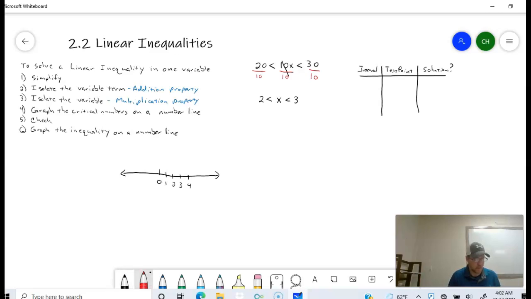So my critical numbers are 2 and 3. Neither one of them are equal to, so they're going to be open circles. My intervals are going to be from negative infinity to 2, and then from 2 to 3, and then from 3 to positive infinity. Okay, so my critical numbers break the number line up into 3 different intervals. I know it cannot include 2, it cannot include 3.